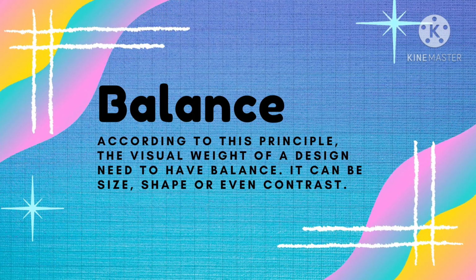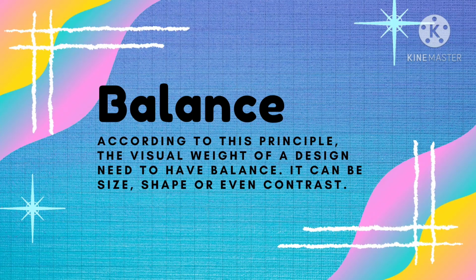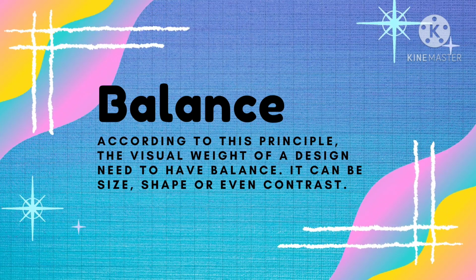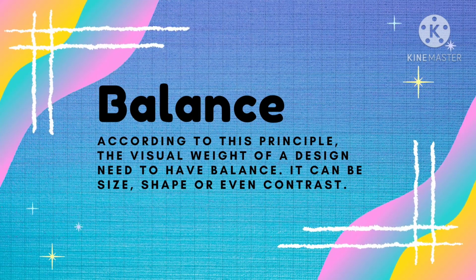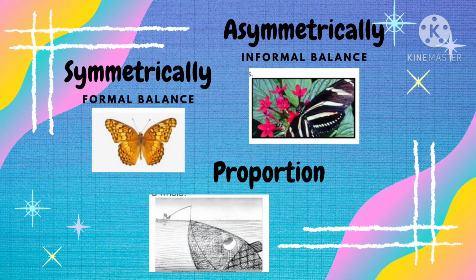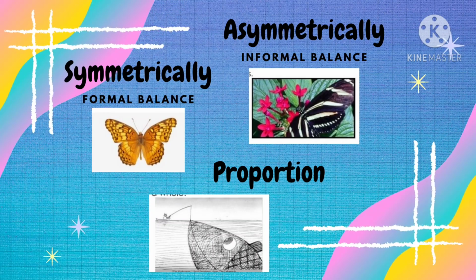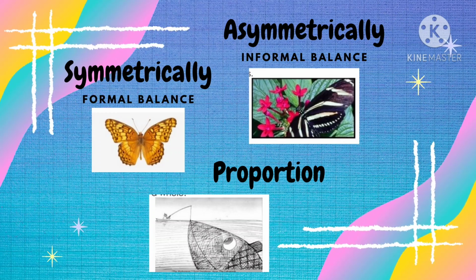The first principle of design is called balance. According to this principle, the visual weight of a design needs to have balance. Balance can be size, shape, or even contrast. It can be achieved in different ways: symmetrically or the formal balance, asymmetrically or the informal balance, and proportion.